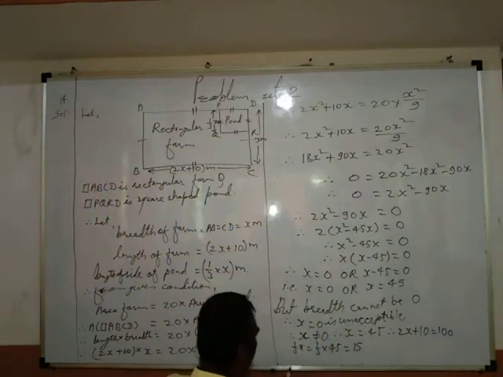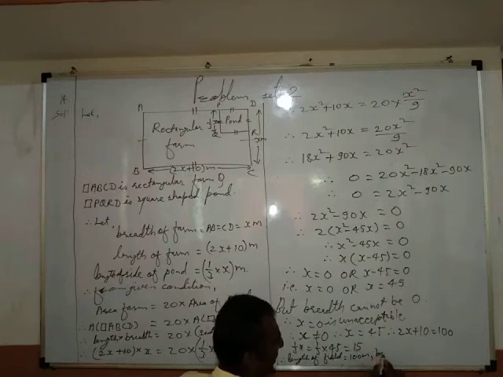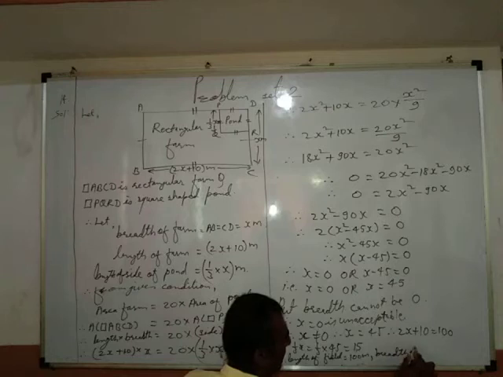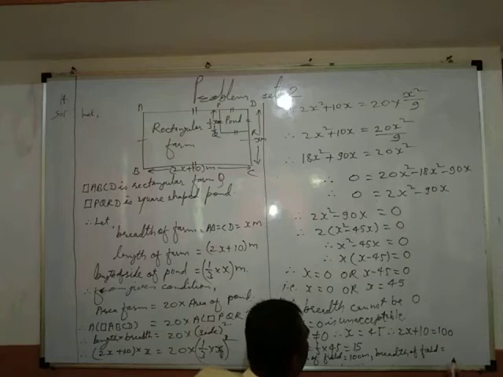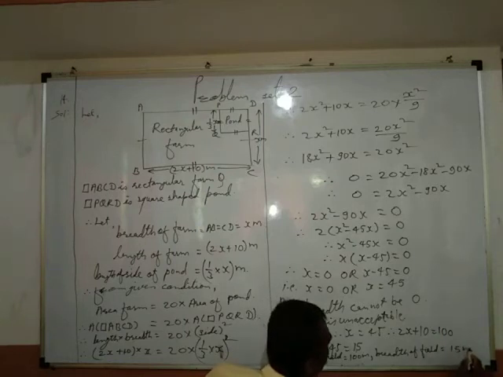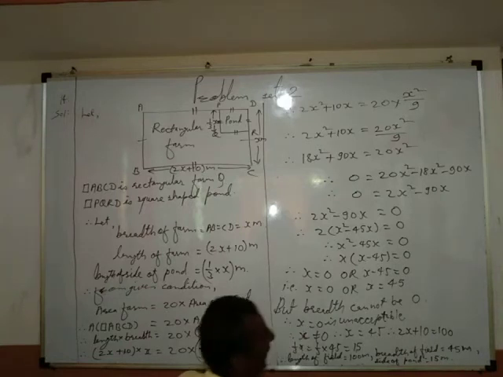And therefore length of field equals 100 meter. Breadth of field equals 45 meters, and side of pond equals 15 meter.